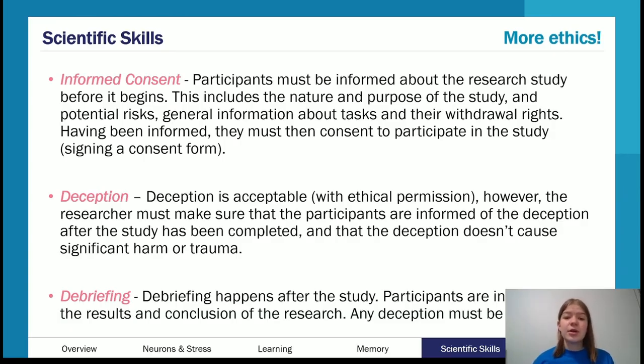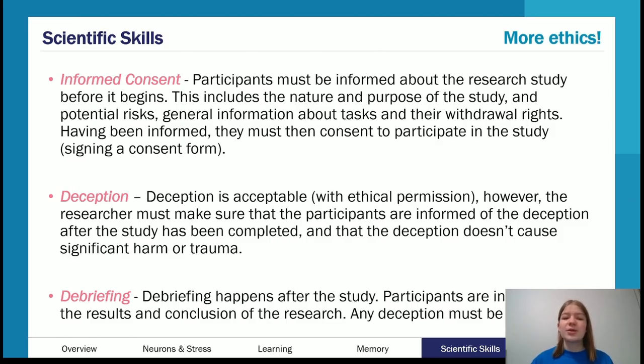With deception, we know that sometimes that's allowed, requiring permission from the ethics committee. But you have to make sure that participants are informed of the deception after the study has been completed. So for example, I did one of those survey-based studies. At one point, it had deception in there. So they had a question near the end asking what did you think the aim of this study was, to see if anyone had figured it out, because that could influence the results. And then afterwards they debriefed you and informed you about the deception that had been used.